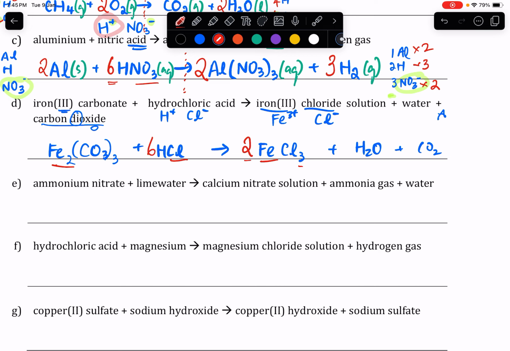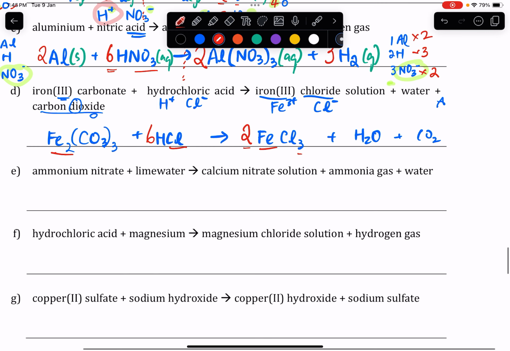Whenever I multiply one thing, you'll notice that it will affect something else because it's grouped together. So after I make chlorine 6, I also made hydrogen 6. But on the right hand side, there's only 2. So how do I make 2 into 6? Must times 3. And you can see that now, what else did I affect here? I affected the number of oxygen.